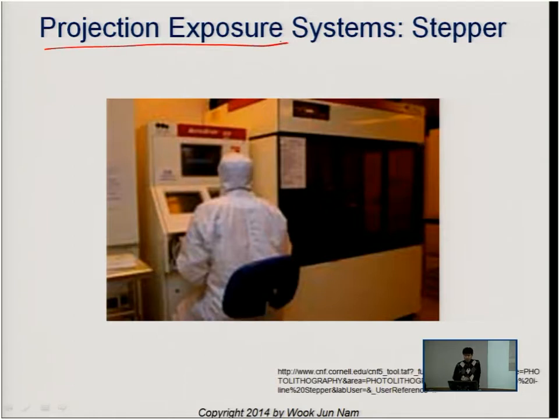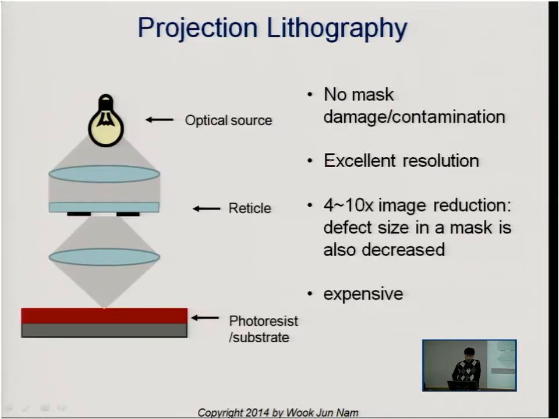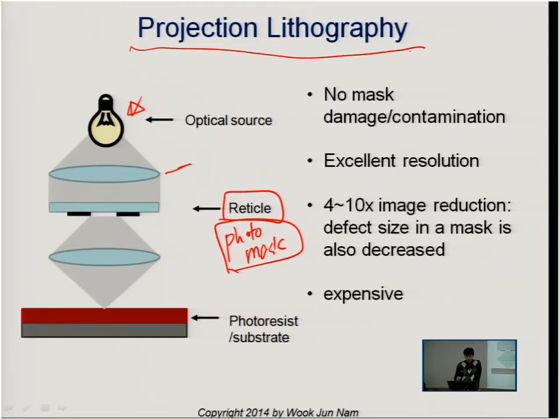The projection type exposure tool is a little bit different. We call it a stepper. So this is an example picture. This is a stepper, and this is the computer controlling all of the exposure process. It has a light source, optical systems, and this is a photomask. Its shape is very similar to a photomask, but people using projection lithography call this a reticle. And then it has lenses.